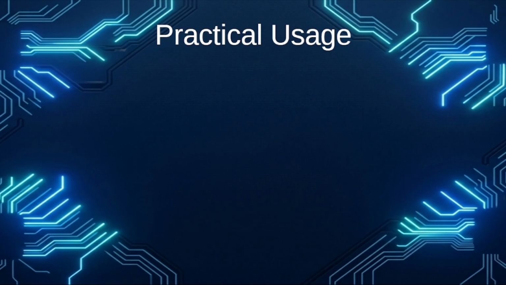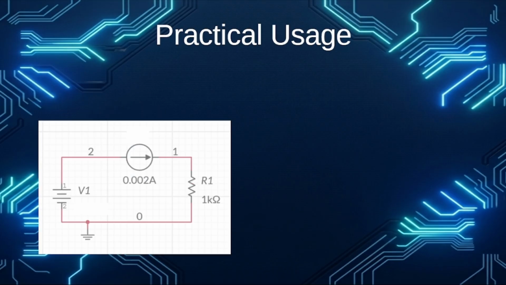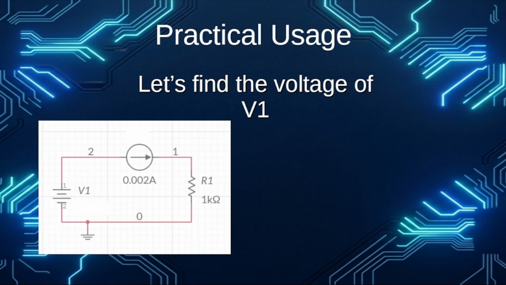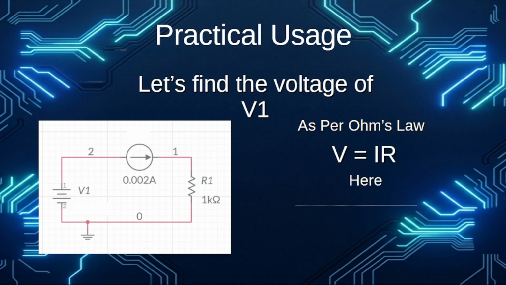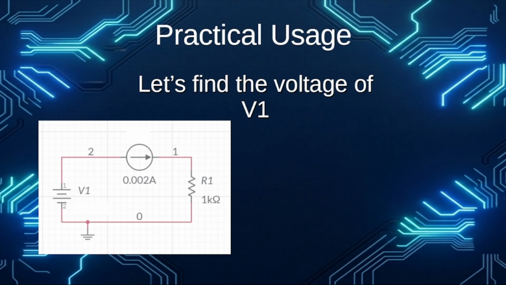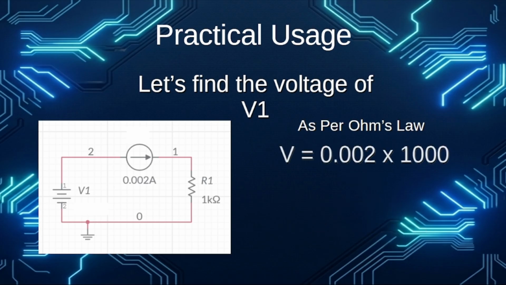Now let's see another example. Here is a simple circuit given. In this circuit, let's find the voltage V1. As per Ohm's law, V is equal to I into R. In this image, I is equal to 0.002 amps, R is equal to 1000 ohms or 1 kilo ohm. So V is equal to 0.002 into 1000. As a result, V is equal to 2 volts.